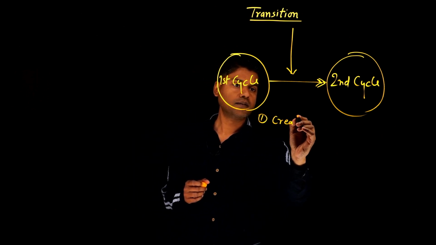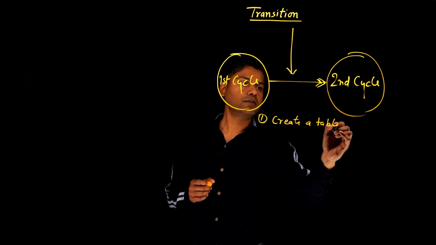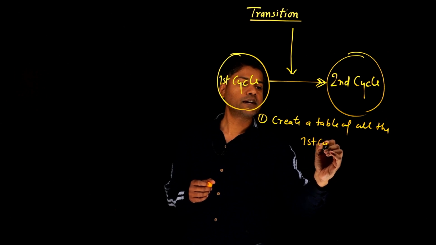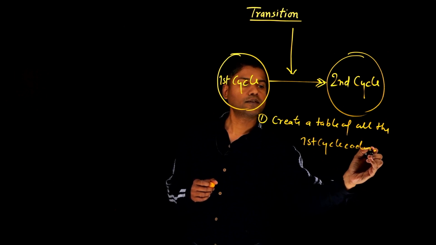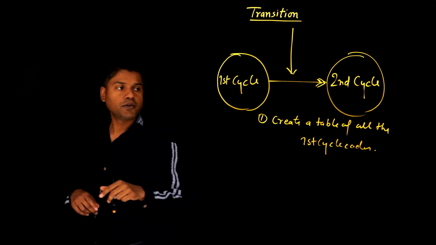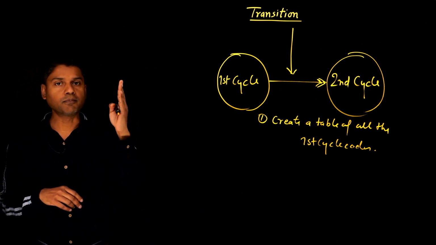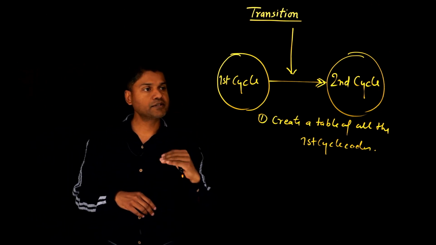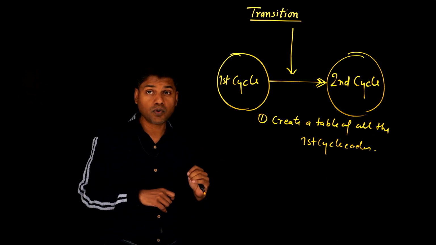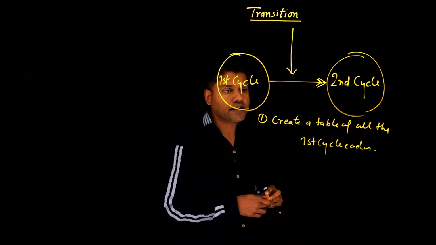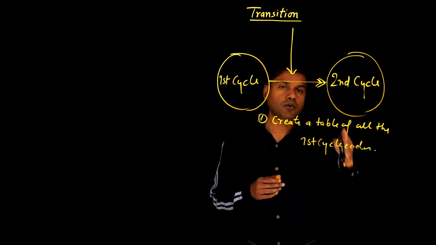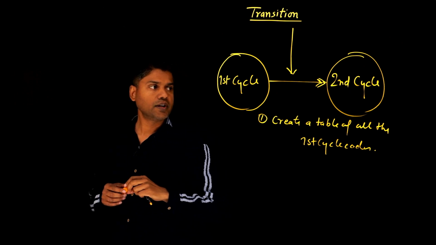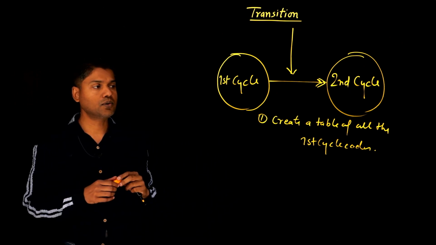And one of the key recommendations related to the transition is to create a table of all the first cycle codes. So create a table where you put maybe 3 columns. Column number 1 is the numbering, 1, 2, 3, 4, 5, 6, 7. The second column is the code that you have done in the first cycle. And the third column could be the description of those codes, so sort of a definition of those codes.